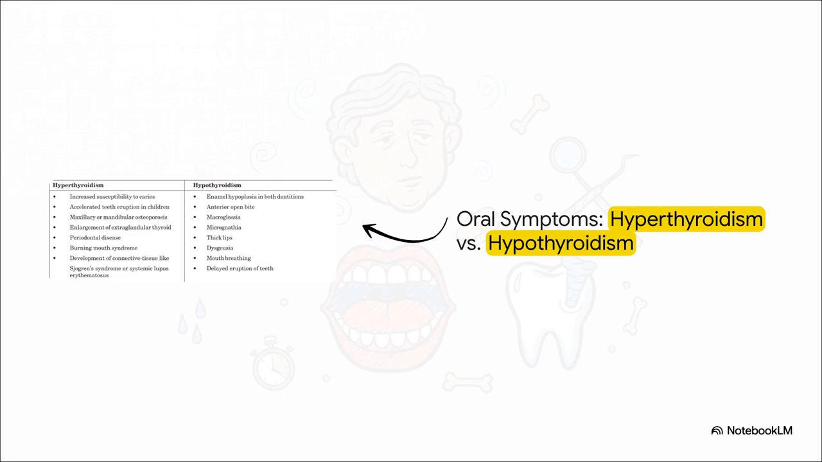While a hyperactive thyroid might cause accelerated tooth eruption, hypothyroid goes the other way. It triggers anomalies like enamel hypoplasia, an anterior open bite, unusually thick lips, and even mouth breathing. It's a really stark contrast that perfectly demonstrates how a lack of metabolic drive directly alters the whole oral architecture.